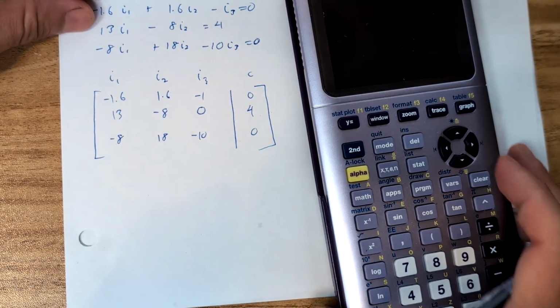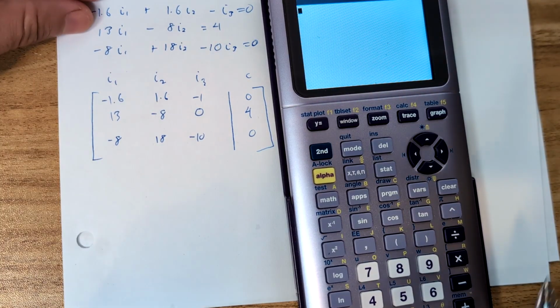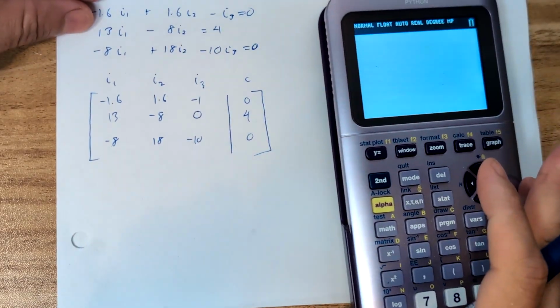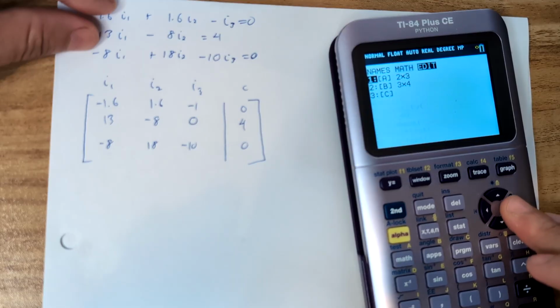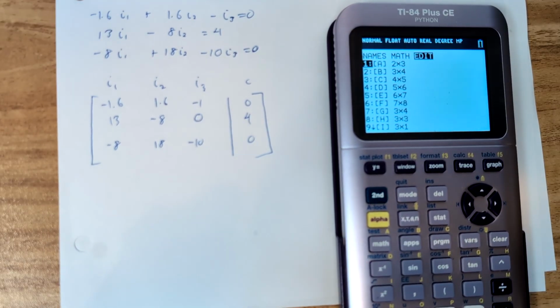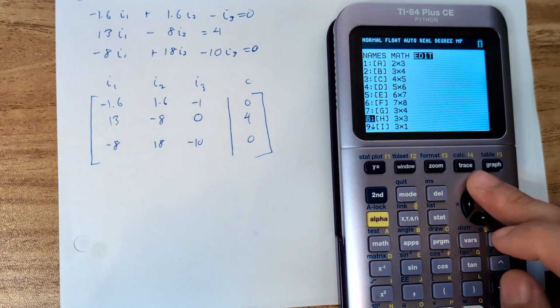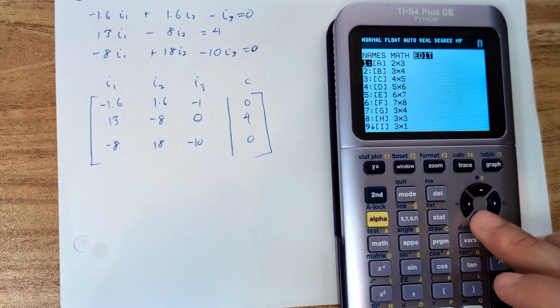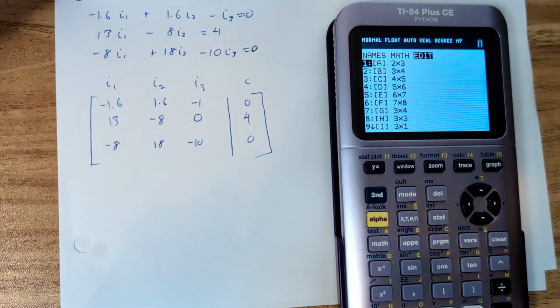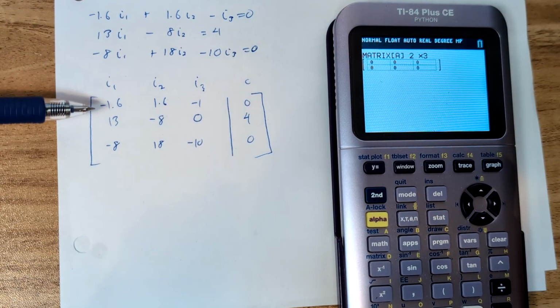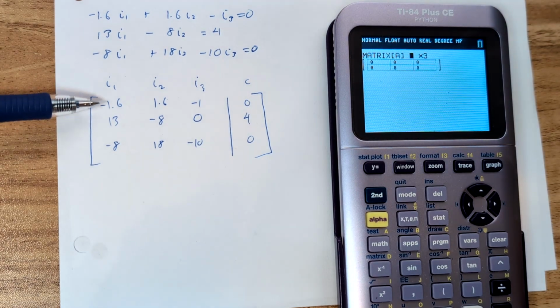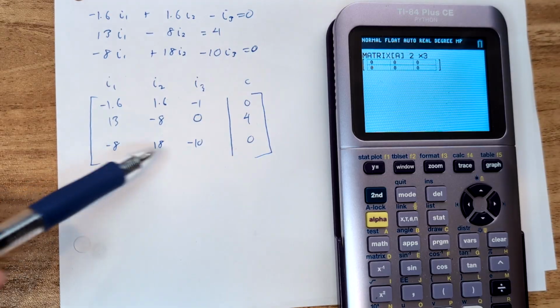Now we're going to go into our calculator. I turn it on, go to second matrix, and then edit. I'm just going to choose matrix A. I've got a bunch of matrices over here, but you can choose any letter that you want. Choose matrix A, and then this matrix is a 3 by 4. That means it's a 3-row matrix, 1, 2, 3, and a 4-column matrix, 1, 2, 3, 4.